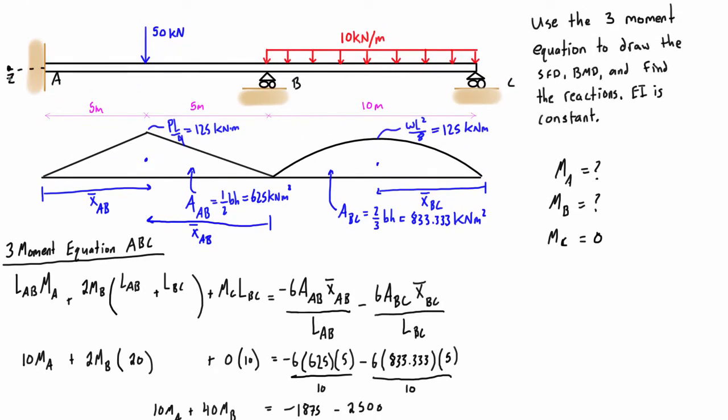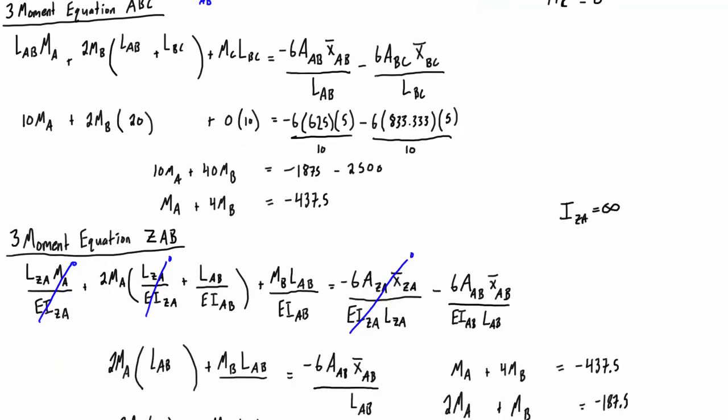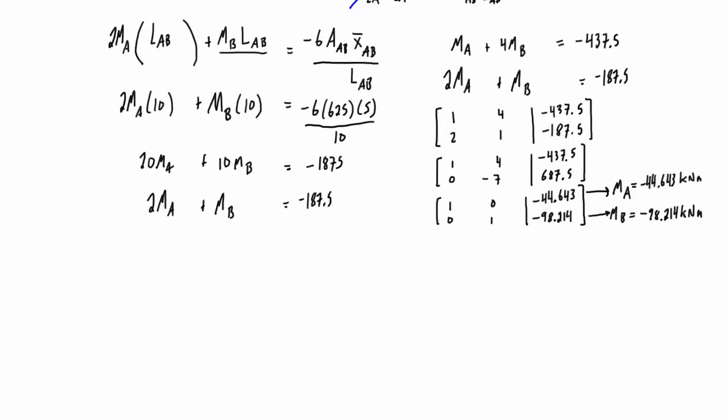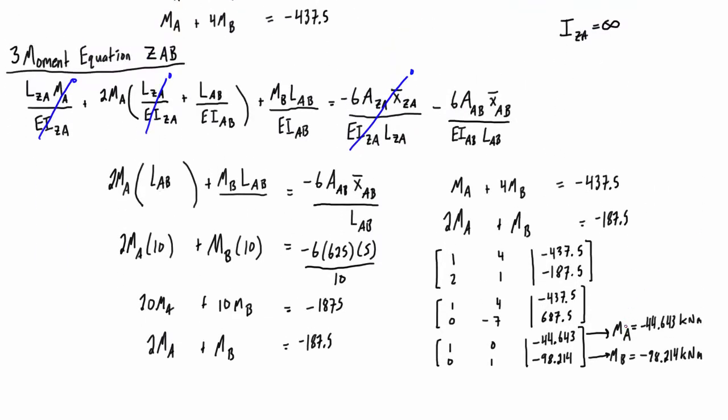We also did the 3-moment equation for span ZAB, where we made this imaginary extension into the wall with an infinite moment of inertia, which makes a whole bunch of stuff cancel out, and then basically we got two equations with two unknowns, and then we were able to solve for the internal moments MA and MB, and then we already knew that MC was equal to 0 because it's at the end of a span.